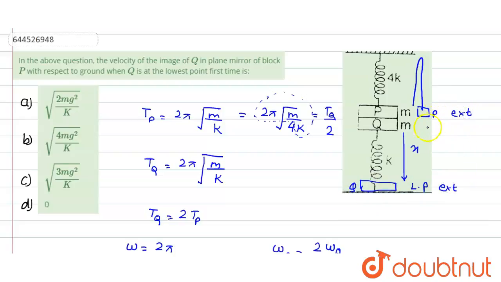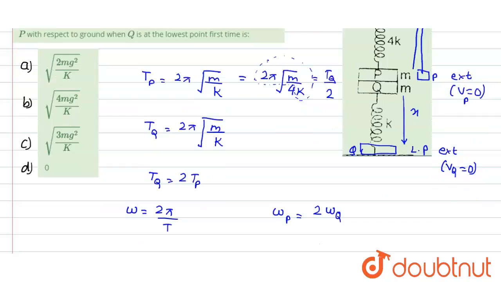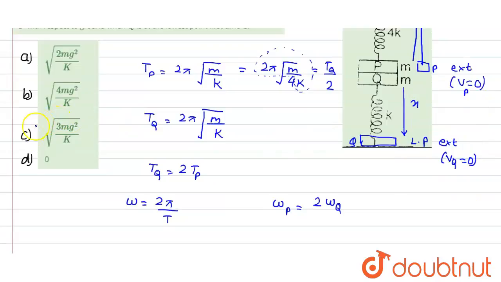What is the velocity at the extreme position in an SHM? Velocity at the mean position is maximum, but at the extreme position velocity is equal to 0. That means at this instant the velocity of P is 0 and the velocity of Q is 0. So what is the relative velocity between P and Q? It would be 0 minus 0, that means the answer would be 0.